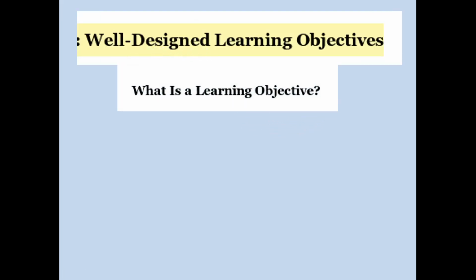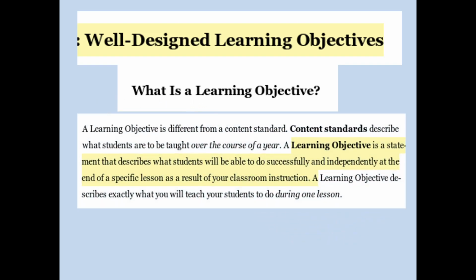For EDI, what is a learning objective? A learning objective is a statement that describes what students will be able to do successfully and independently at the end of a lesson as a result of your classroom instruction. Emphasis on the independently. You want to make sure your students can do it on their own. And this is meant to just be an idea for a specific lesson, not beyond.